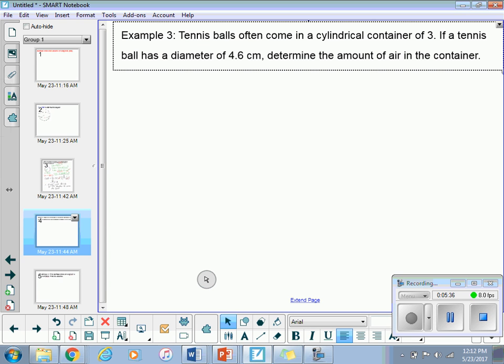But with number 3, I want you to read the question and draw a picture for me, and then come back and check. So pause, draw a picture, and come back and take a look at what I have.